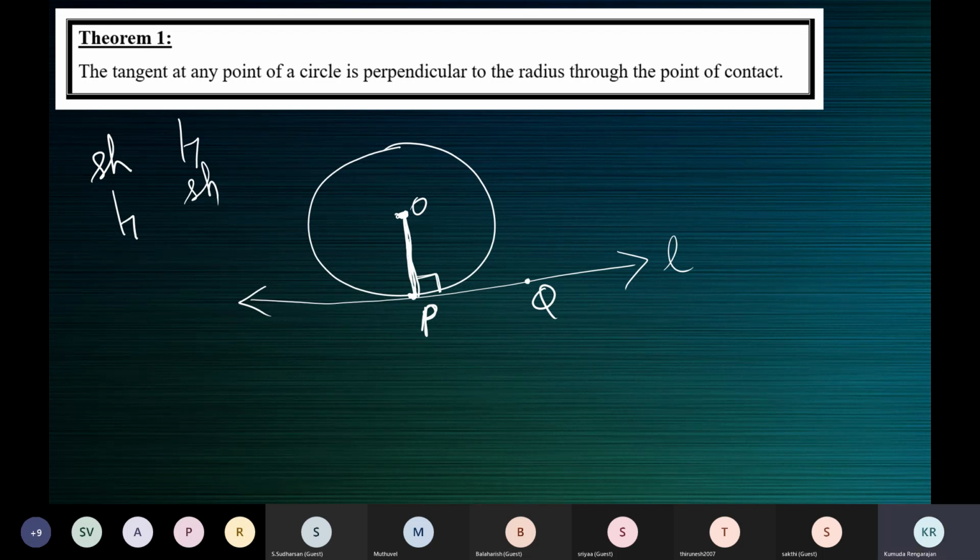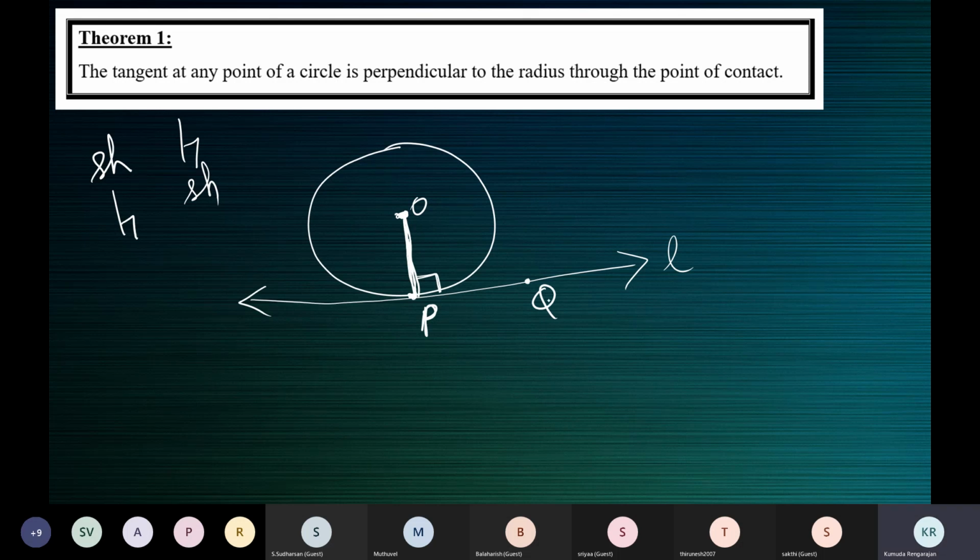There is no point on the tangent that lies inside the circle. There is only one point on the tangent that lies on the circle. All the other points on the tangent lie outside the circle. This we understand. That's the definition of a tangent. The tangent and the circle will have only one point in common. So all the other points on the tangent cannot lie inside the circle. That's not a tangent. All of them will lie outside the circle.